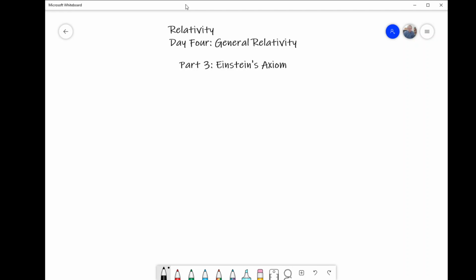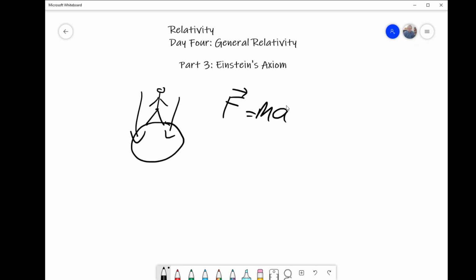So to understand Einstein's axiom of general relativity, we need to go a step further here. Now, when you're standing on the Earth, we know which way is down because that is the direction gravity is pulling us. We feel a force downward. Well, if we replace mass here with inertia, then Newton's second law here still holds, even under relativity.